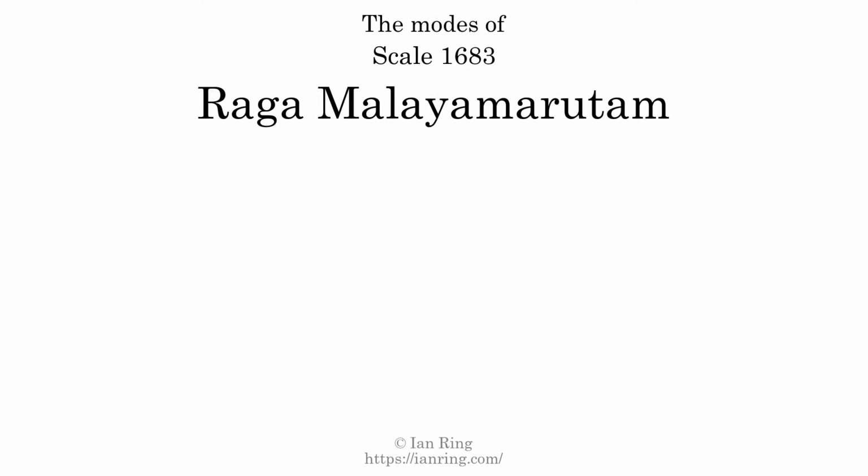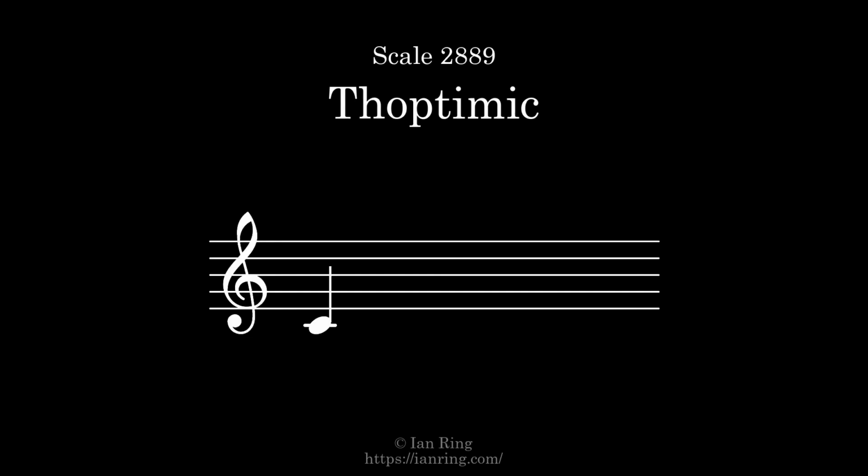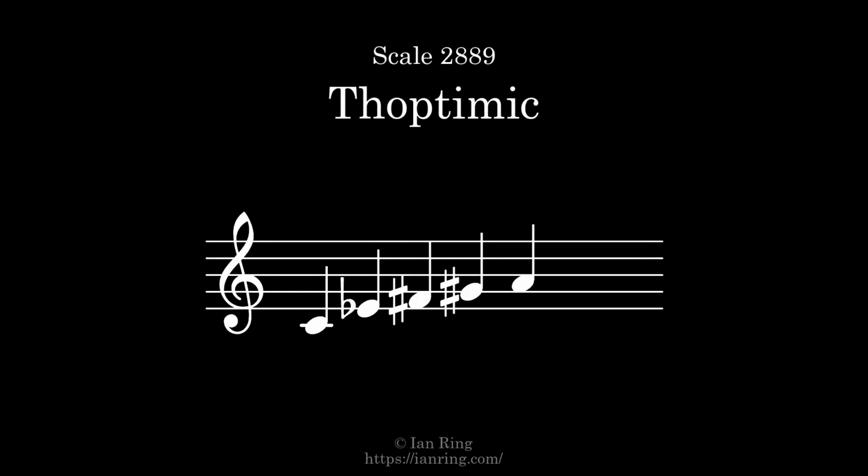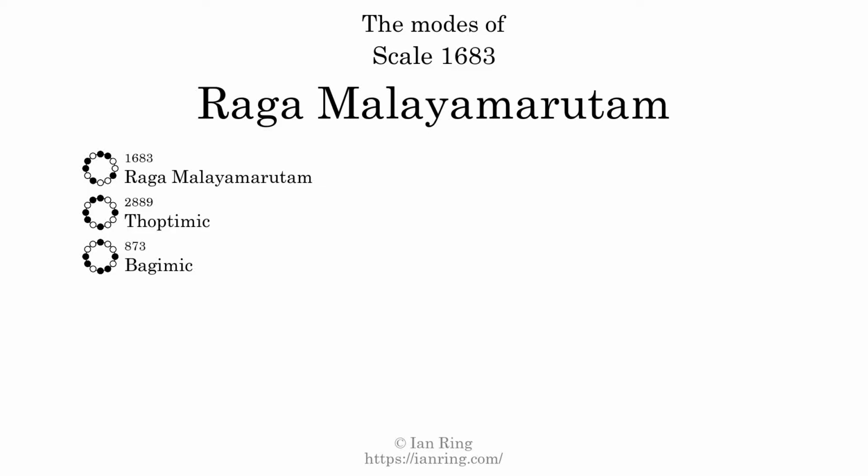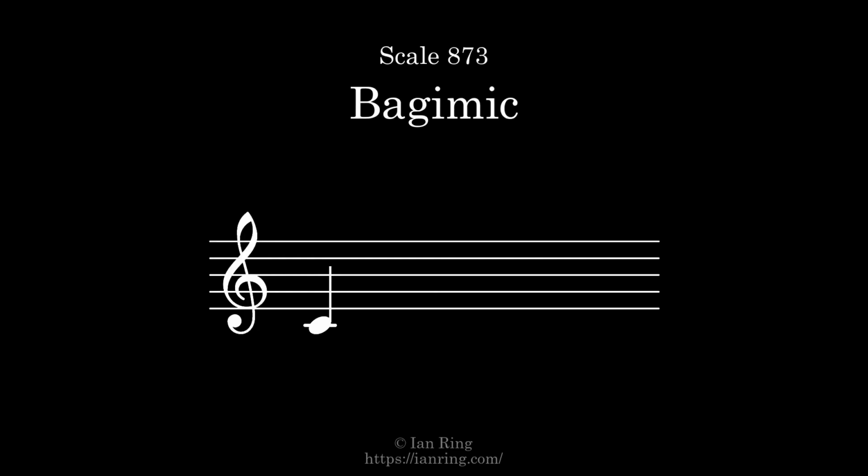This scale has 6 modes. The first mode is itself. The second mode is scale 2889, also known as thoptimic. It sounds like this. The third mode is scale 873, also known as bajimic. It sounds like this.